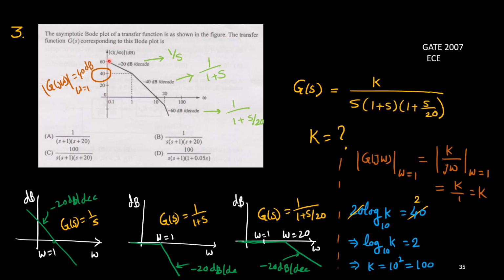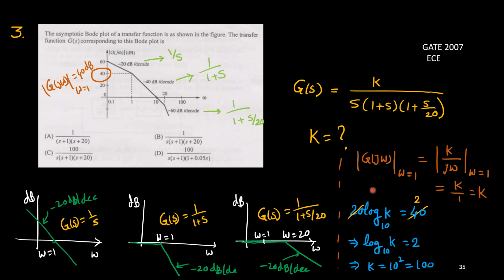It is given 60 dB at 0.1. You can see this one: k by 0.1 equals 10k. So 20 log of 10k will be 60 dB. If we solve, then what will happen? log 10k will be 3, meaning 10k will be equal to 1000, so k will be again 100. Okay, so from any point we can understand these things.